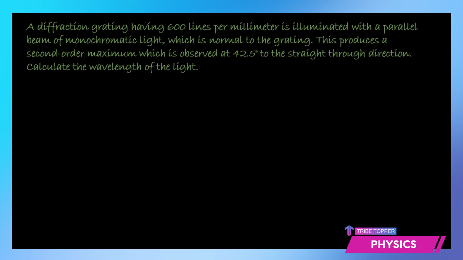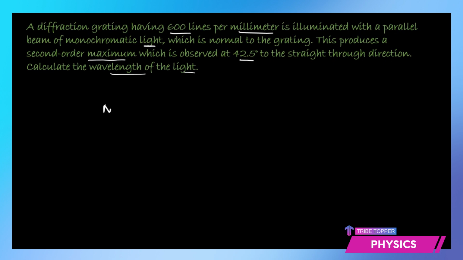There is a diffraction grating having 600 lines per millimeter. It is illuminated with a parallel beam of monochromatic light, which is normal to the grating. This produces a second order maximum, which is observed at 42.5 degrees to the straight through direction. Calculate the wavelength of the light.